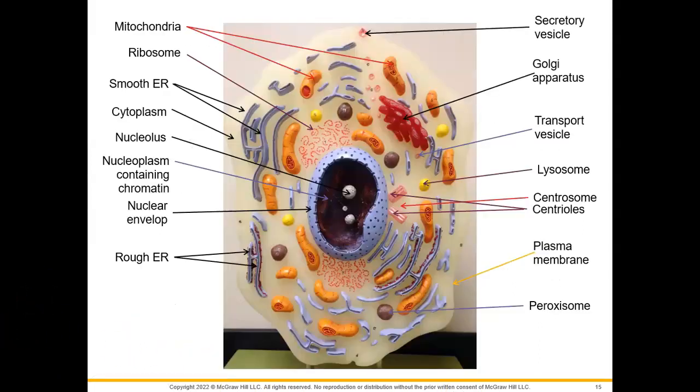This is the model that we have in the lab. I labeled the parts for you, and it's useful to refer to as you study.